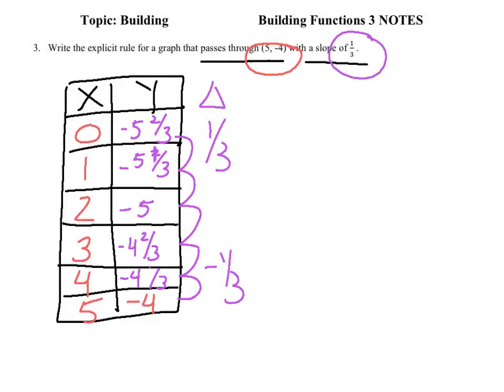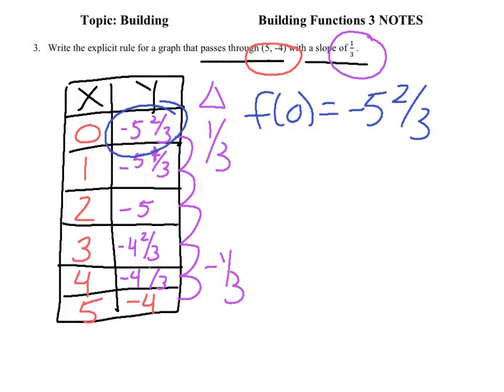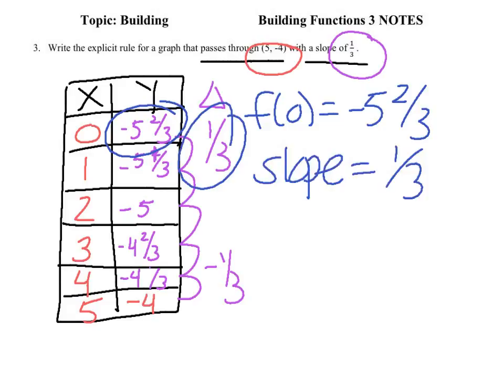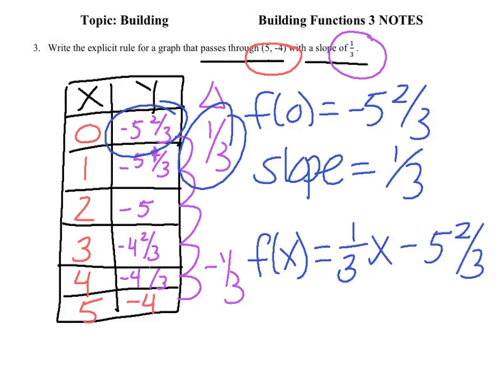So I need to find my f of 0, which is going to be negative 5 2/3. And then my slope is going to be 1/3. So now my function is f of x equals my slope x, and then my f of 0.